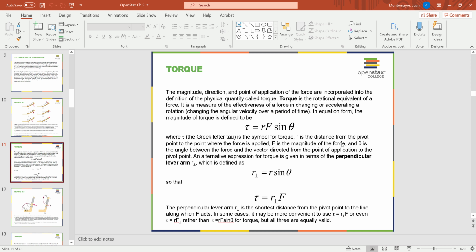So for torque, the magnitude, direction, and the point of application of the force are incorporated into the definition of the physical quantity called torque. Torque is a rotational equivalent of force. So force and torque are pretty much the same thing, just depending on whether one is circular or angular, and the other is linear. It is a measure of effectiveness of a force in changing or accelerating a rotation, changing the angular velocity over a period of time. In equation form, the magnitude of torque is defined by torque, which is that squiggly T, equals R, your force that's applied, and sine theta at whatever angle your force is actually being applied.